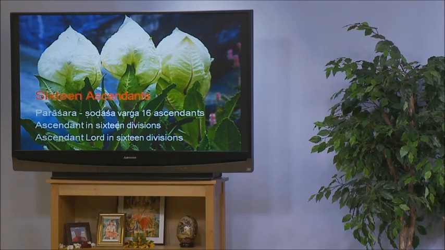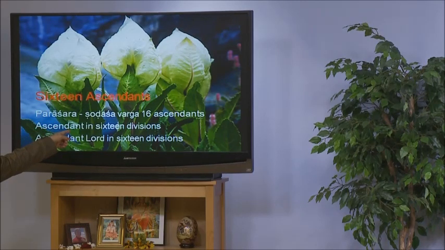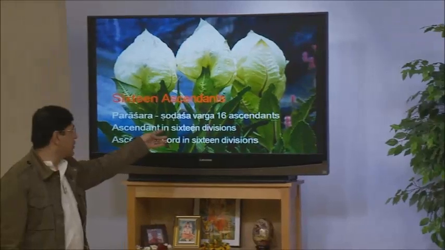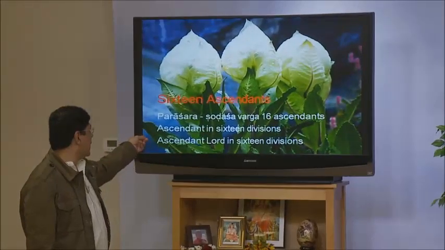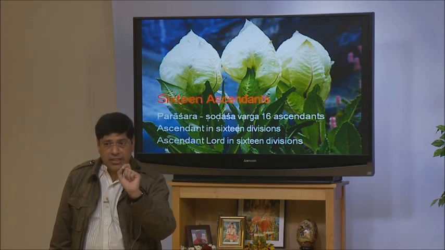So, these 16 ascendants, Parashara calls these 16 divisions Shodasha. Shodasha means 16. It's just a Sanskrit word for 16. Varga is divisions, and they are called 16 ascendants. So what we are going to study today is the ascendant in each of these 16 divisions.